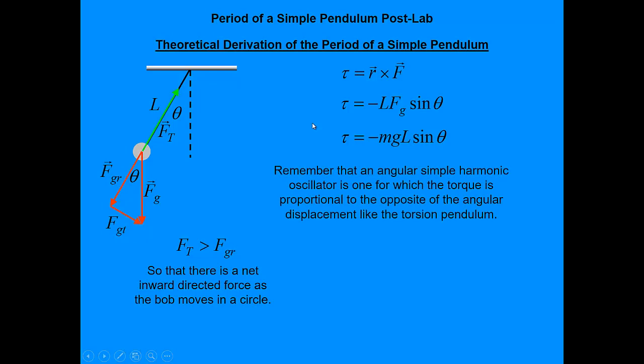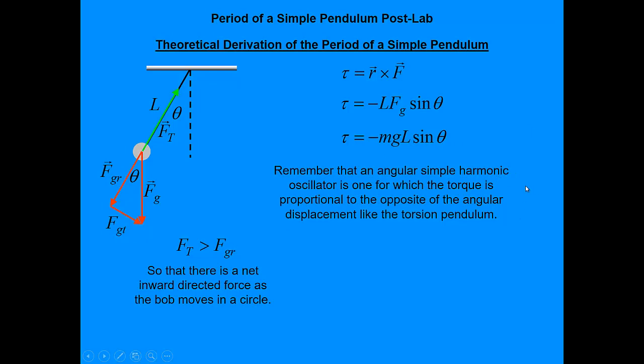But this is a problem because we said that simple harmonic oscillators, even angular simple harmonic oscillators, are supposed to have a torque that is proportional to the opposite of the angular displacement. But this equation says the torque is not proportional to the opposite of the displacement. It's proportional to the opposite of the sine of the angular displacement. That is not a simple harmonic oscillator then. Unless we do one thing.